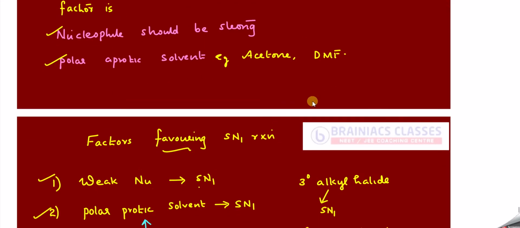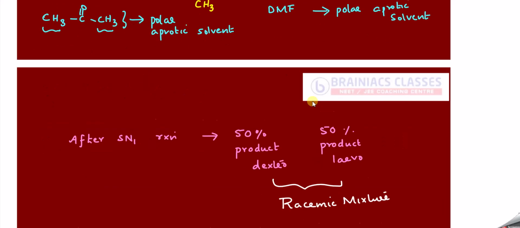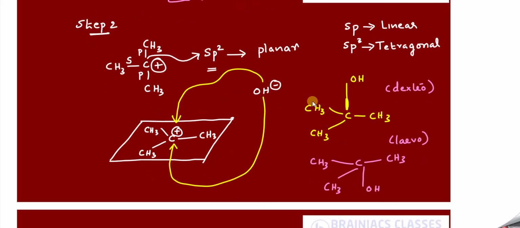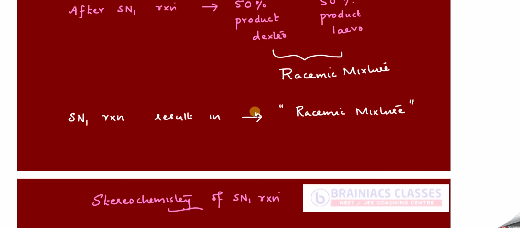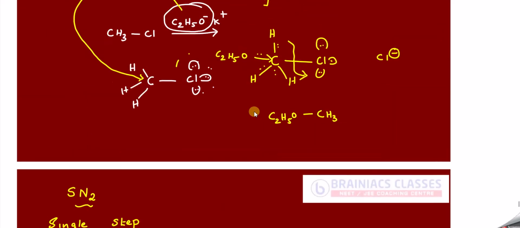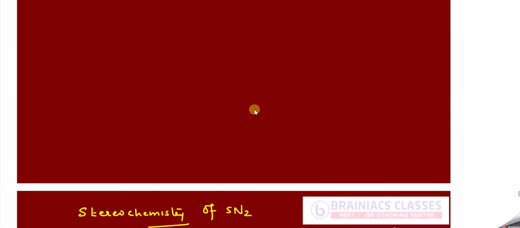But in the SN1 mechanism, in the rate determining step there is no nucleophile present. So the rate determining step depends only upon the concentration of alkyl halide. It is independent of the concentration of nucleophile. This is another important point to remember. In some exams, they may ask: if the concentration of nucleophile is increased, which reaction will be favored? The answer is SN2, because nucleophile concentration matters only in the SN2 mechanism. Clear?